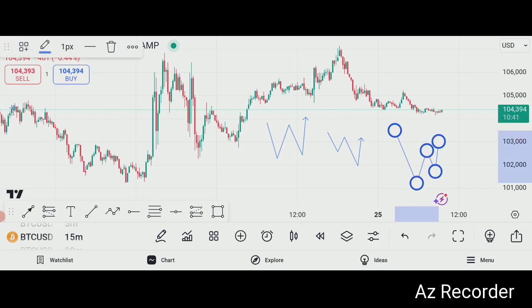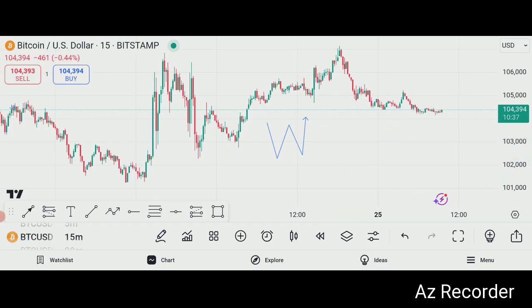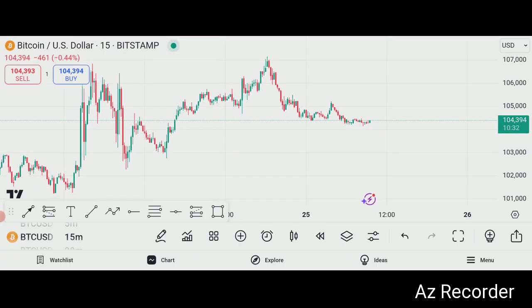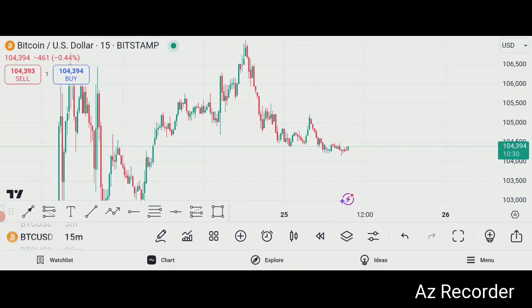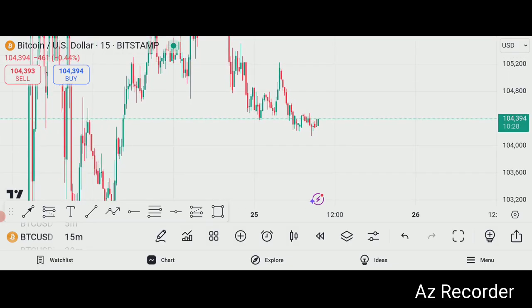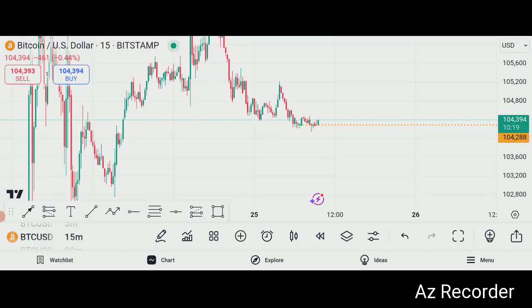So let me delete this. You can screenshot this now. So let me show you guys how to identify a double bottom in the chart. So now if you watch closely right here, you can see the market is trying to form a double bottom right here. If you watch closely, you see a double bottom.